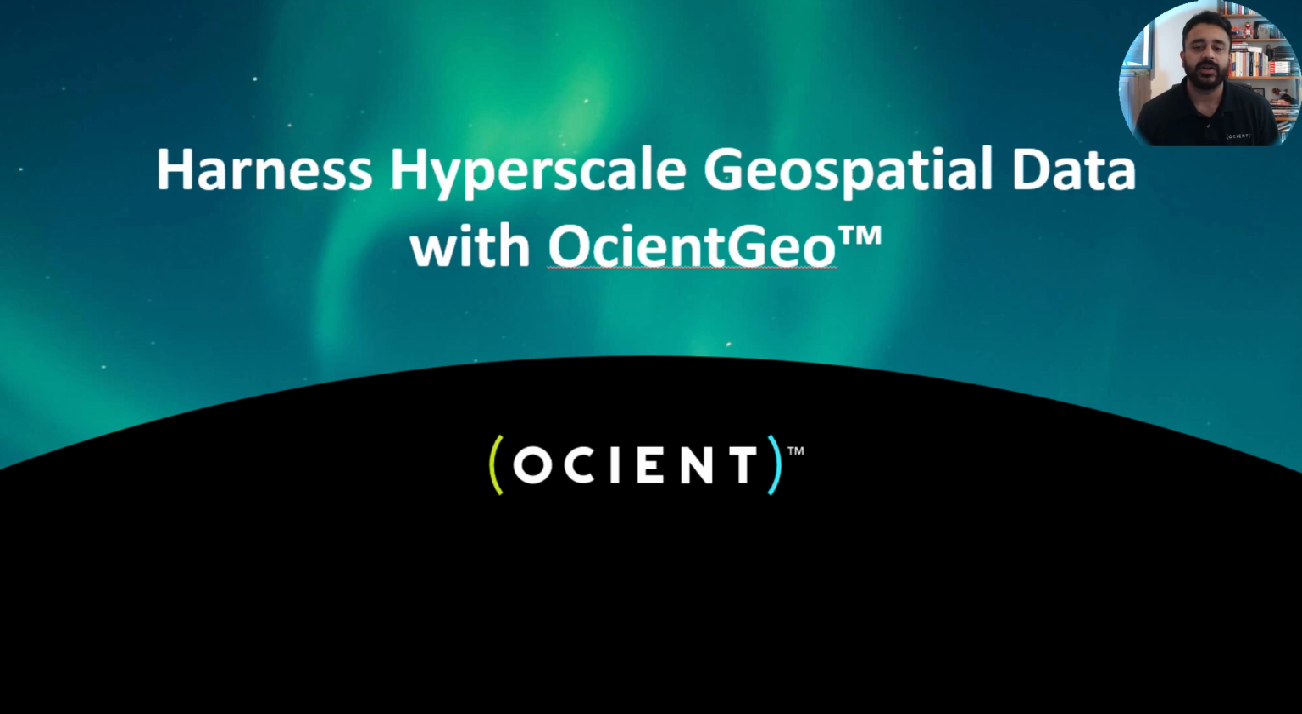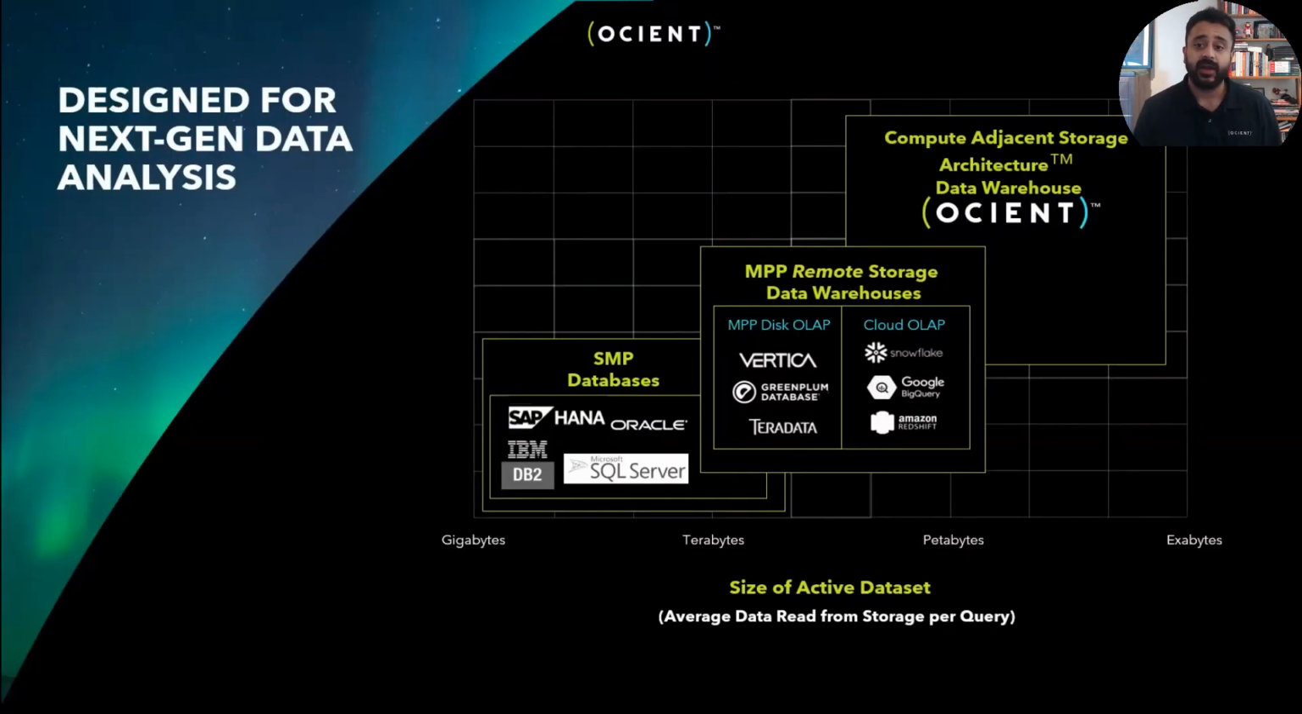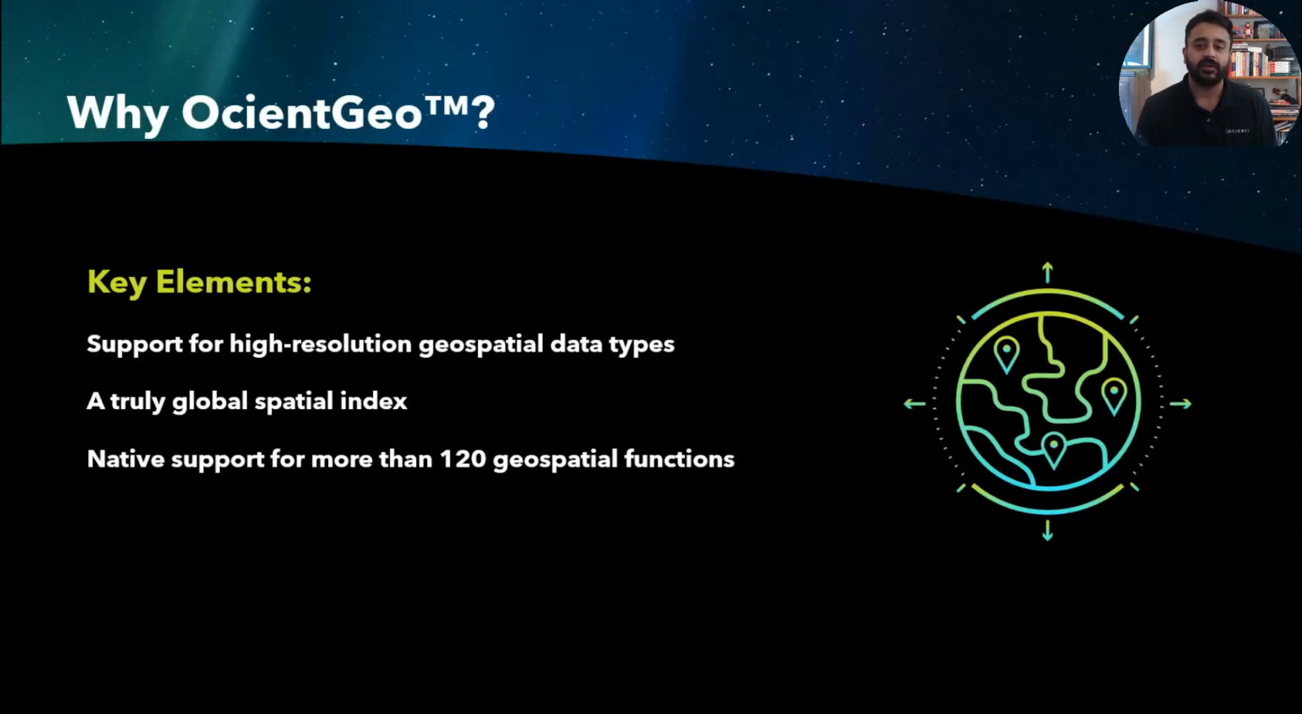Ocient is the next generation of data analytics platforms. Our flagship product, the Ocient Hyperscale Data Warehouse, uses a compute-adjacent storage architecture to outperform the competition for analyzing large, active datasets. Today, we're going to talk about OcientGeo and how it harnesses geospatial analytics at hyperscale.